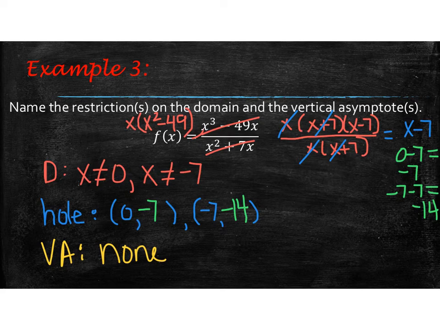So then I plugged those into the simplified rational. Okay, so after I simplified it, I went ahead and plugged in 0, and then I also plugged in -7. So I get the y value when x is 0, y is -7. When x is -7, y is -14. And then because everything canceled in my denominator, then I don't have any vertical asymptote.